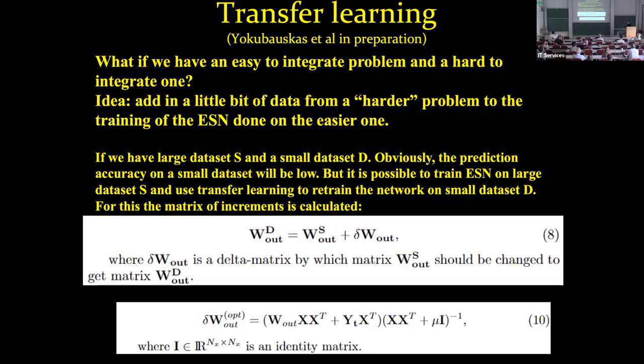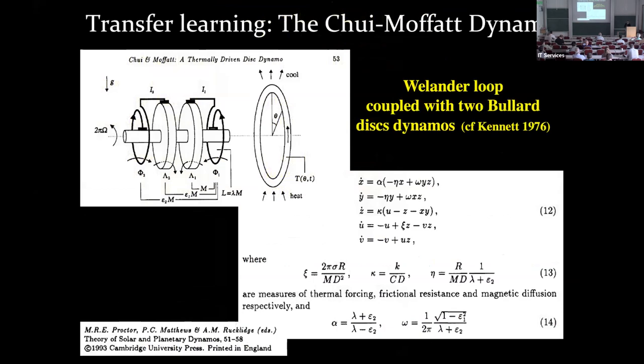So what you do is you take your matrix of weights. This is from your easy problem, okay? And this one is calculated by training a little bit, I'm not going to go into details, on the hard problem, okay? So you take a long, long time series of the easy problem and a short time series of the hard problem, and you somehow bolt them together. So we tried this on, do you recognize this, Keith?